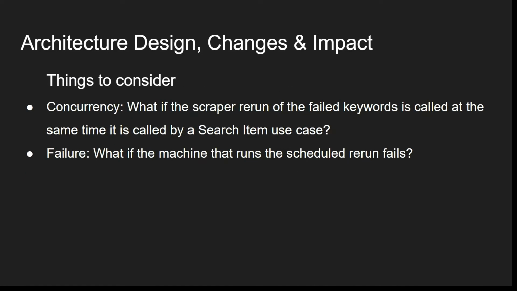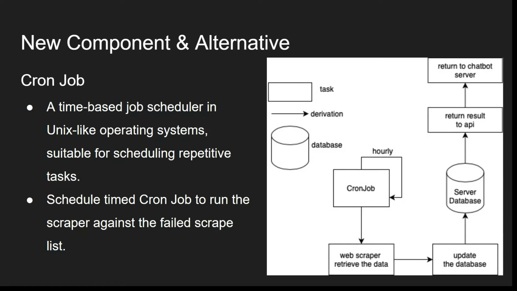The new enhancement can have potential risks to the existing system. One would be concurrency. The scraper can be called by a search item use case and the scheduled scraping of the failed keywords at the same time. We need a way to handle this situation. Another concern is that the machine running the scheduled rerun can fail, although that is not very likely to happen.